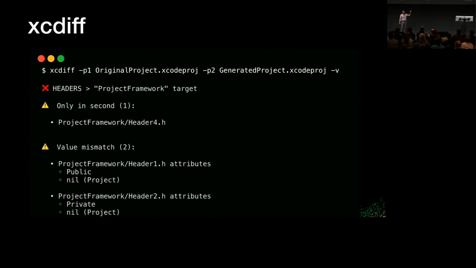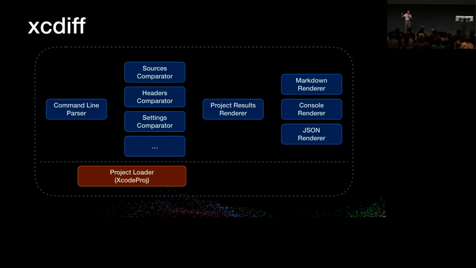And if there's anything different, it will highlight it. It will say, hey, you have a missing header. That means we probably didn't configure our generator correctly. And of course, if there's any mismatch, even in the same files, like headers could have different attributes, it will flag the different attributes. All right, so that's kind of what xcdiff does.